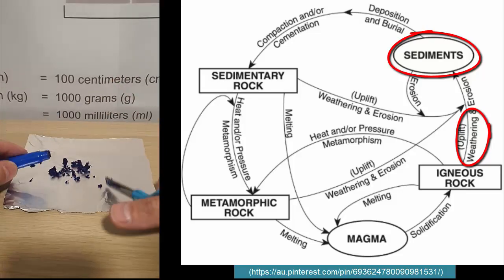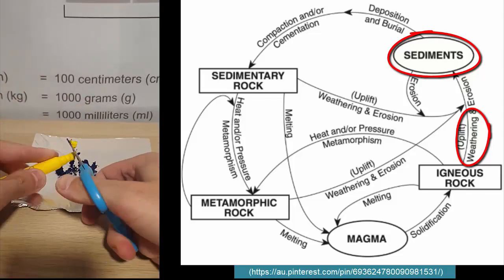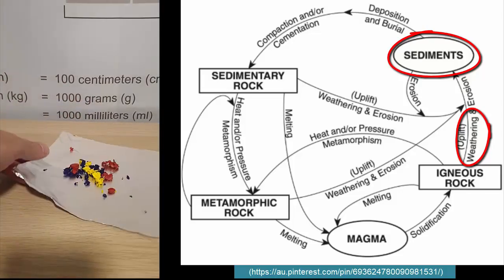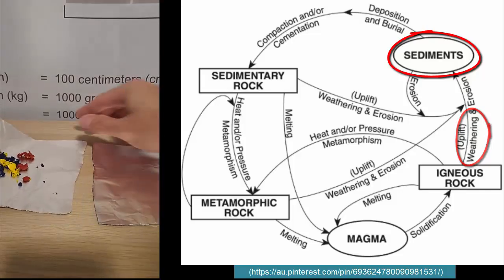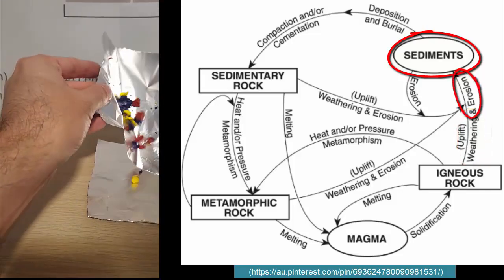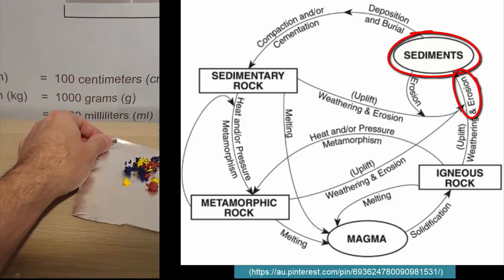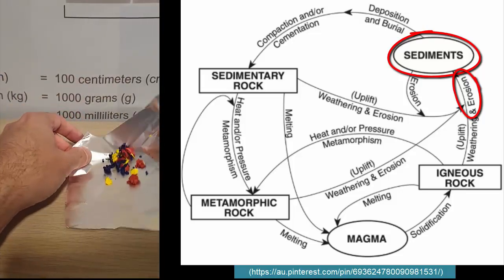So I'm going to use blue and yellow and red because they're easy to see. And then the next step is, I'm going to move them, so that's erosion. So I'm going to transfer them down just to get all our terminology in there.